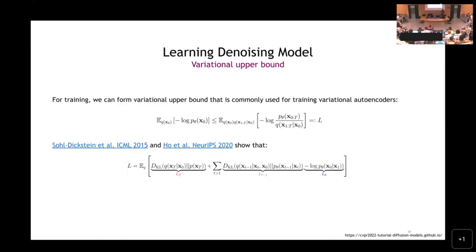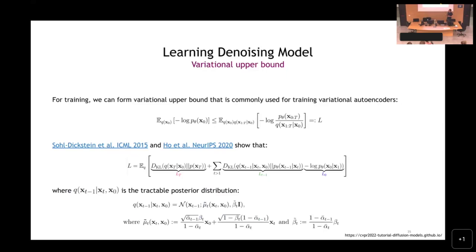Similarly, at the end here, we have the final reconstruction term. So it says, how likely is our data given the least noisy latent variable that we have? Again, it's a function of just our latent variables and should be set such that this is also very small. So I'll assume that we can also forget about this term. And then the only thing that's left is for every time step, we have a KL divergence between a true posterior of the less noisy data and our model.